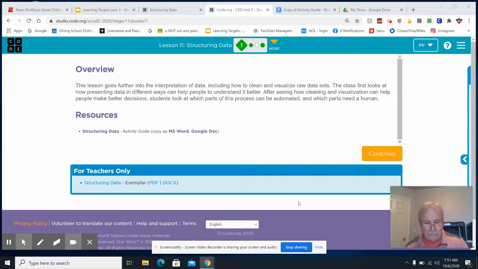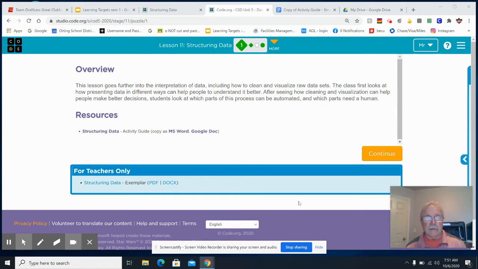data. You're going to first look at how presenting data in different ways can help people understand it better, and then they can create visualizations of their own. Using the results of a preferred pizza topping survey, you're going to first decide what to do with data that doesn't easily fit into the visualization scheme that you have chosen. In other words, cleaning it up.